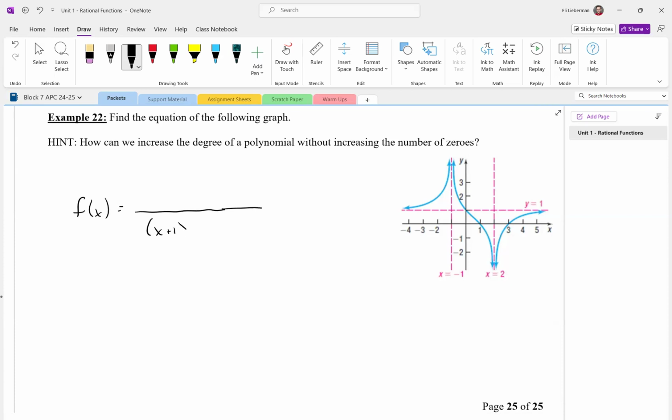Okay, x plus 1 squared like that. Do we agree? It's squared because you see that, right? Okay, thank you very much. I need someone who hasn't given us an answer yet. Yes, Sophia.